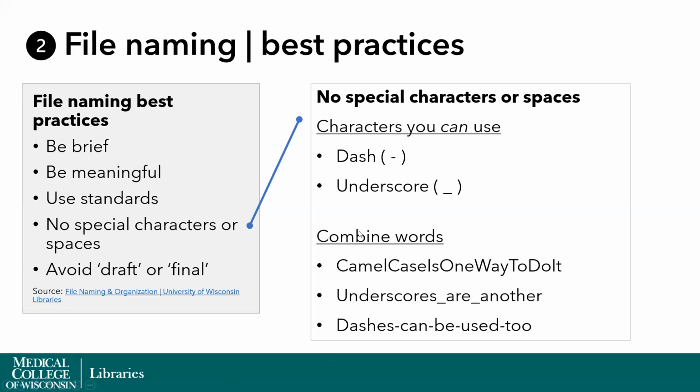If you're combining words in your file naming, one way to do it is to use camel case. In the example here, the first letter of every word is capitalized. So camel case is one way to combine words. You can also use underscores or dashes in between words.